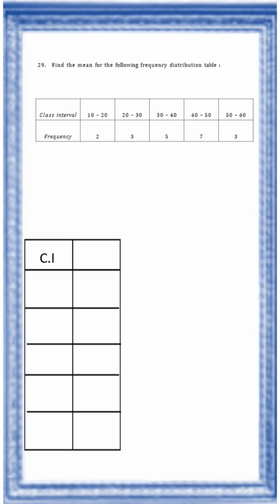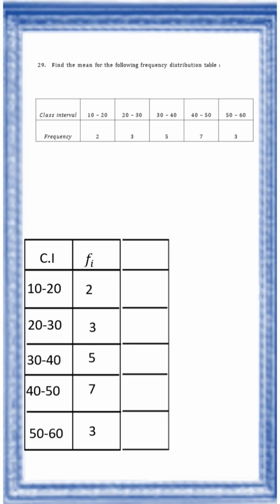Now let us find the mean for the following frequency distribution table. This is the 29th question. Now let us have a frequency distribution table like this. In the first column, let us write the class interval and in the second column, the frequency of the class interval. Let us go on filling like this. Now let us add one more column, xi, meaning the midpoint of each class interval.